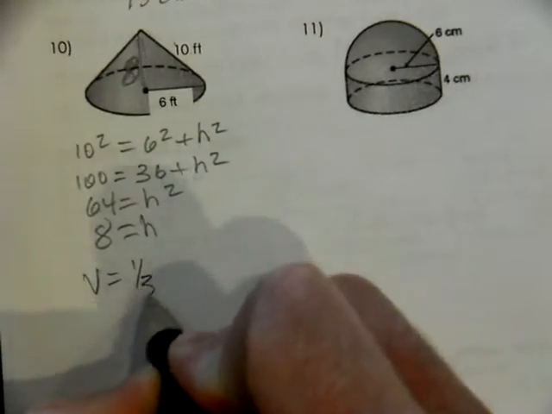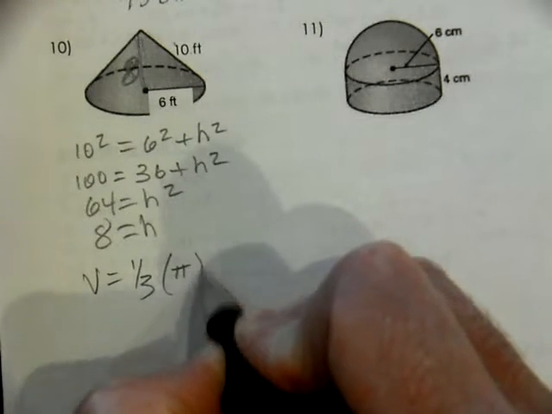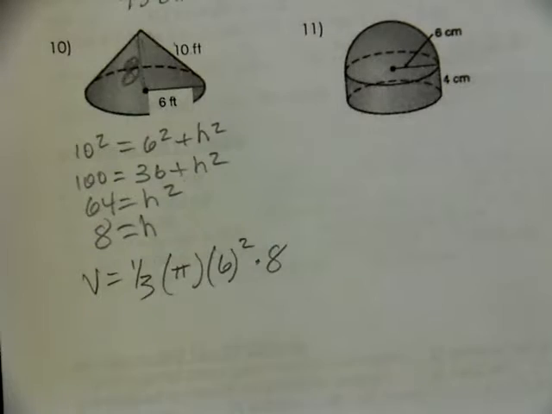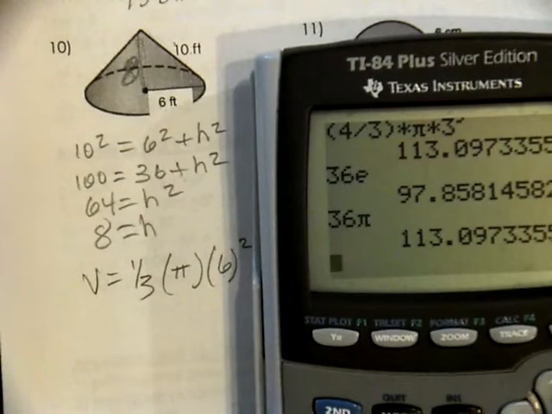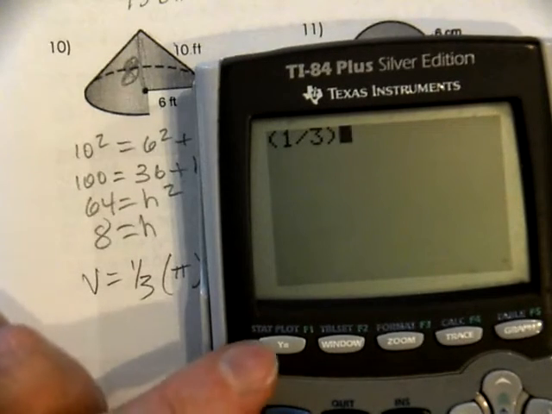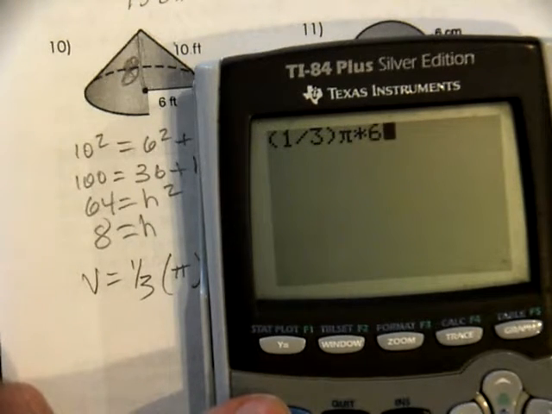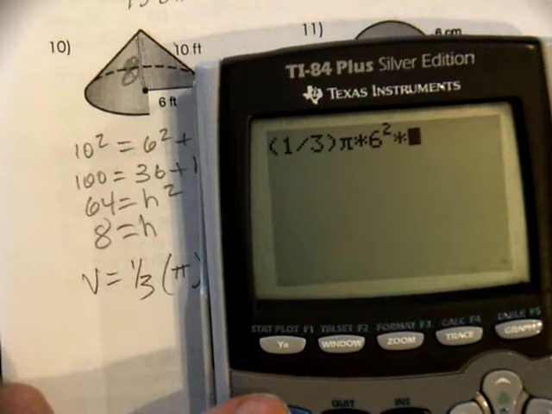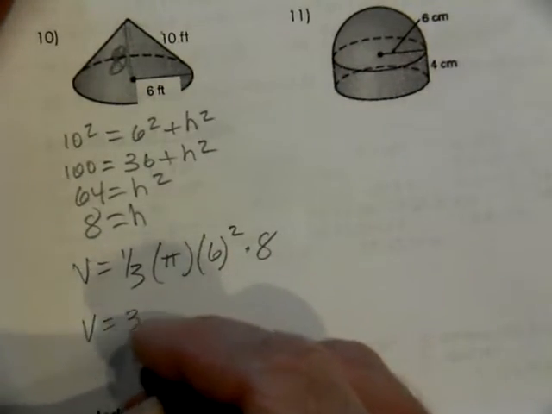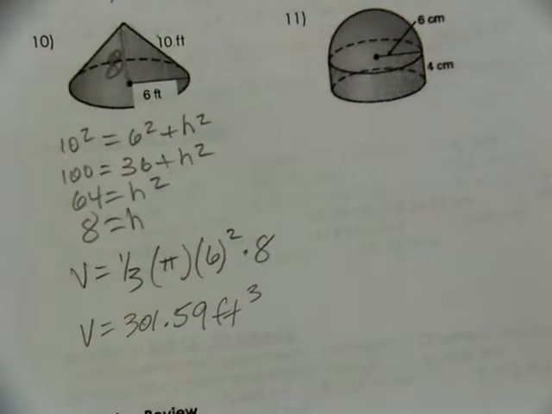So now our volume is 1/3 pi times r squared times a height, which is 8. So we're 1/3 pi times r squared times our height. And this is cubic feet.